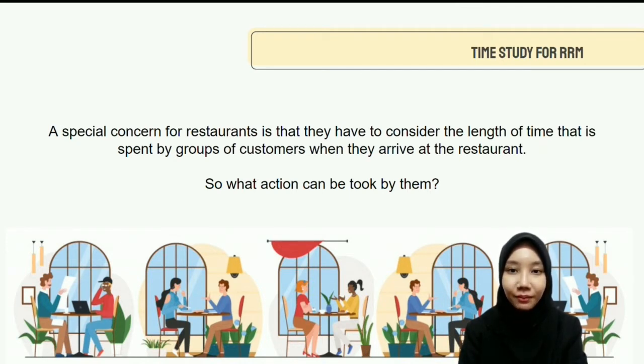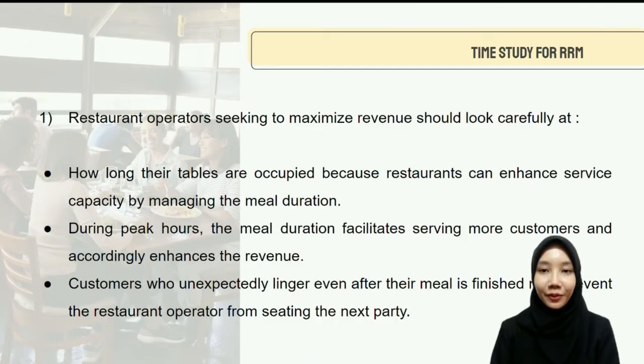So what action can be taken by them? Restaurant operators seeking to maximize revenue should look carefully at 3 things. First, how long their tables are occupied, because a restaurant can enhance service capacity by managing the meal duration. Second, during peak hours, shorter meal duration facilitates serving more customers and accordingly enhances the revenue. And third, customers who unexpectedly linger even after their meal is finished may prevent the restaurant operator from seating the next party. For example, McDonald's.